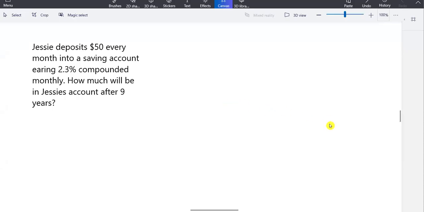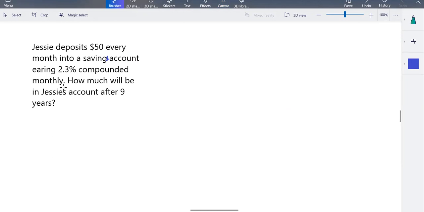Right, so Jesse deposits $50 every month into a savings... I'm pretty sure it's a savings account, or maybe it's a saving account. Jesse deposits $50 every month into a savings account, earning 2.3% compounded monthly. How much will be in Jesse's account?